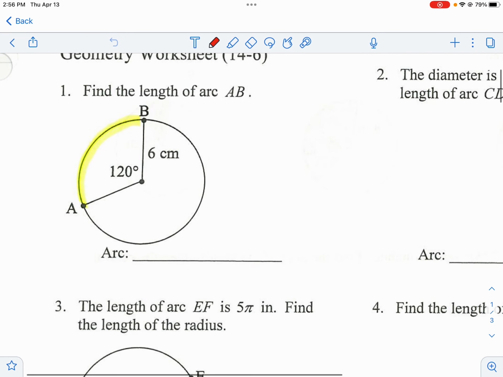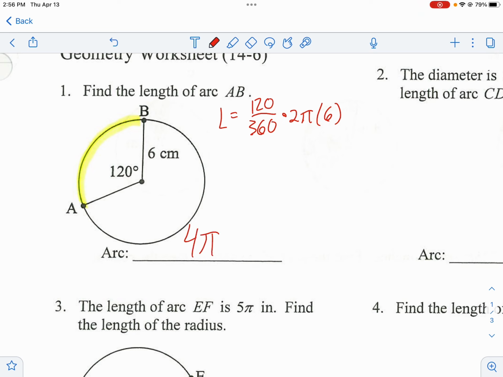For this first one, we're finding the arc length, so we're going to say length is equal to 120 over 360. Again, with arc length, we're finding a fraction of the circumference, and our radius is 6. So 120 over 360 is about a third. So that'd be 18 pi over 3, so that'd be 6 pi. Or no, sorry, 12 pi over 3, that'd be 4 pi is your answer. And if we're going nearest tenth, that would be about 12.6 centimeters.